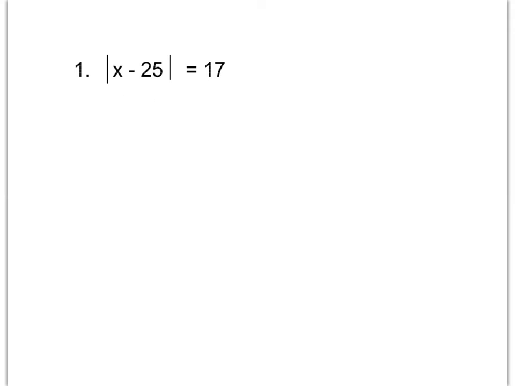So now we're going to just break this up into two equations. Step 1 was done. So now we're going to say that x minus 25 is equal to 17, or x minus 25 is equal to negative 17. Remember, the absolute value is going to have two possible answers, the positive or the negative. So let's solve both of these for x.